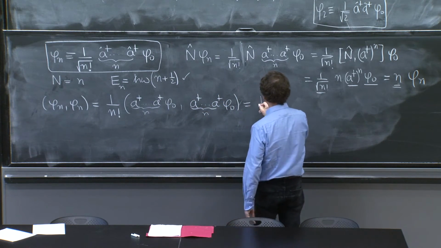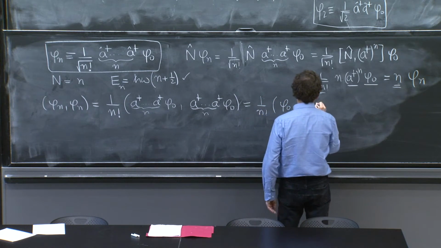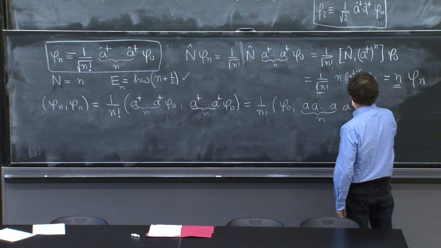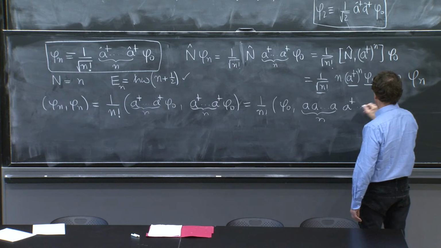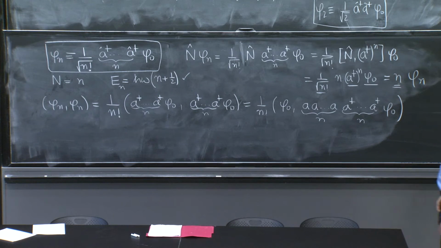So then that's equal to 1 over n factorial, phi naught, lots of A's, n of them, n A daggers, phi naught, like that. That's what it is. You know, we had to move all the A daggers that were acting on the left input of the inner product all the way to the right, and that's it.